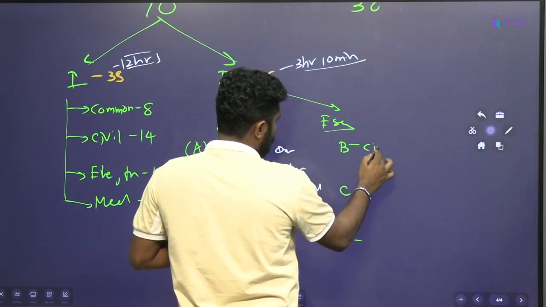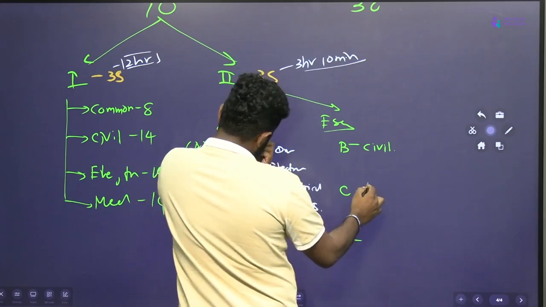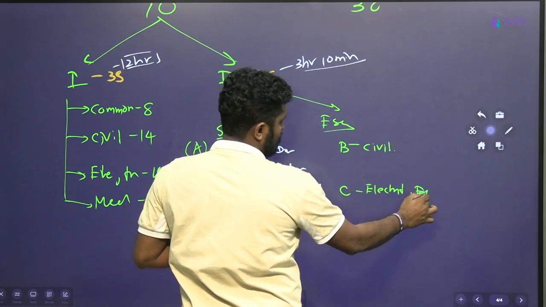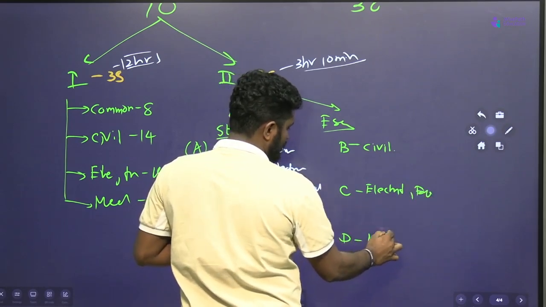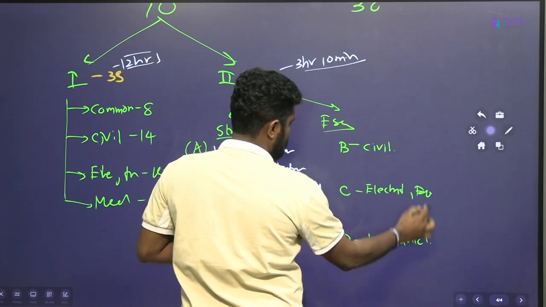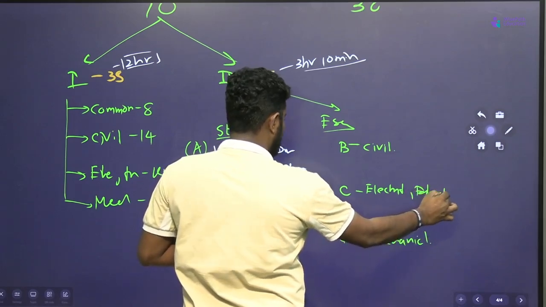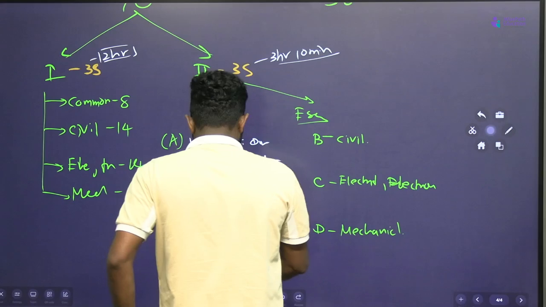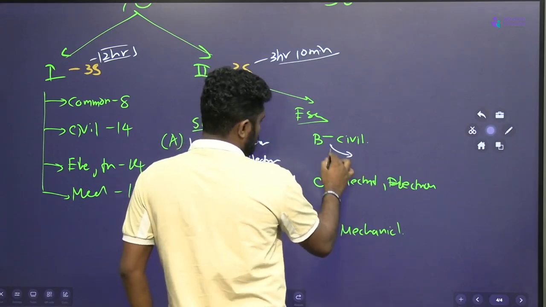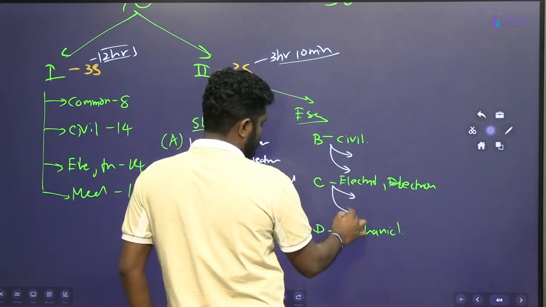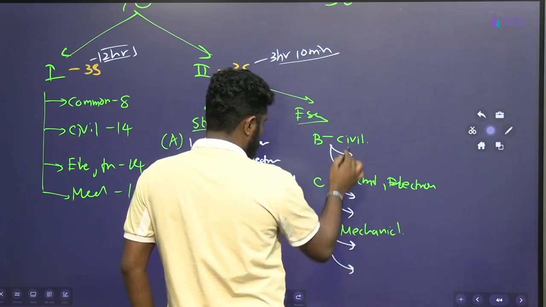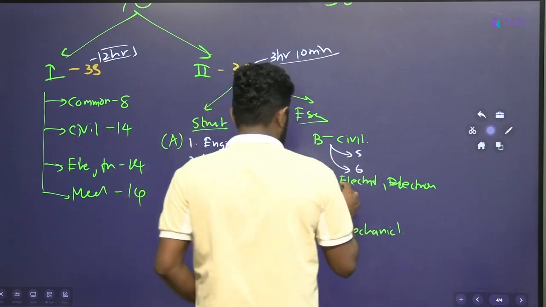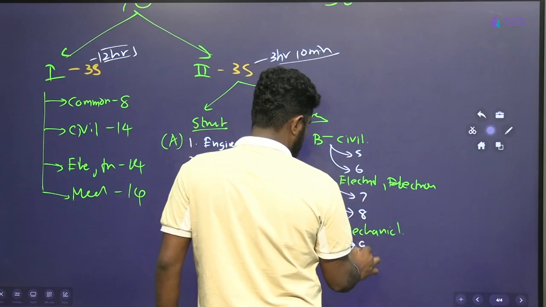Part B is civil questions. Part C is electrical and electronic. Then part D is mechanical questions. Each part has 2 questions. It means question numbers 5, 6, and then 7, 8, 9, 10.